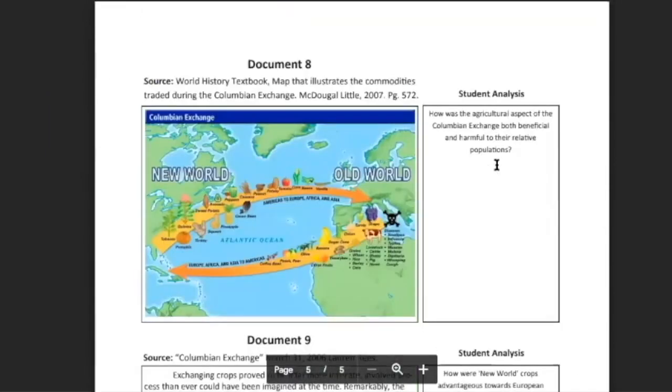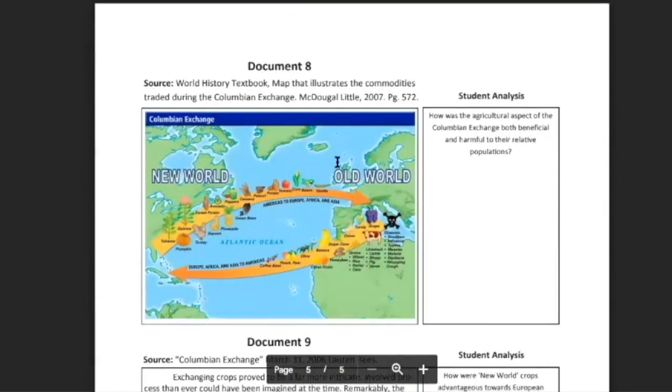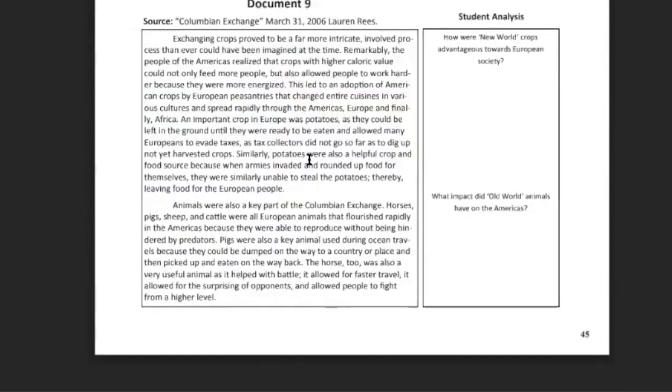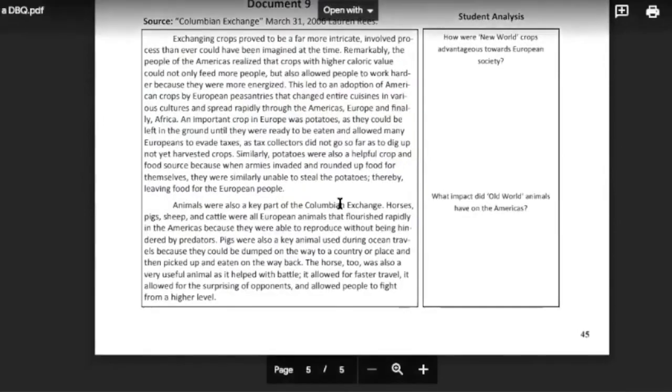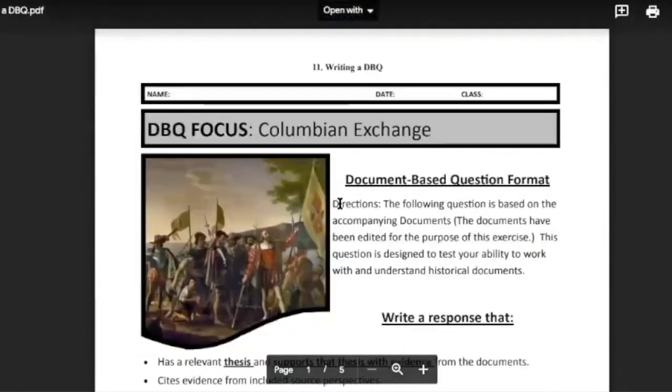But I particularly want you to pay attention to document 8, because one document out of the DBQ is always going to be an image, a painting, a chart, or a graph. And that's the one that students tend to have the most difficulty with. So if you're nervous about the DBQ test, here's an entire packet giving you worksheets for you to work through.